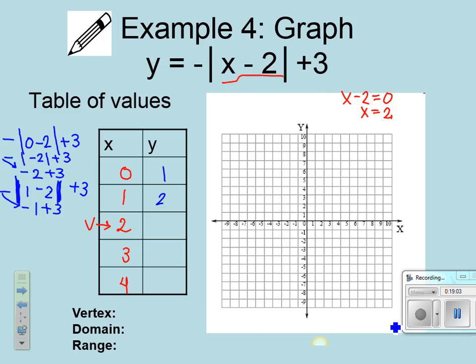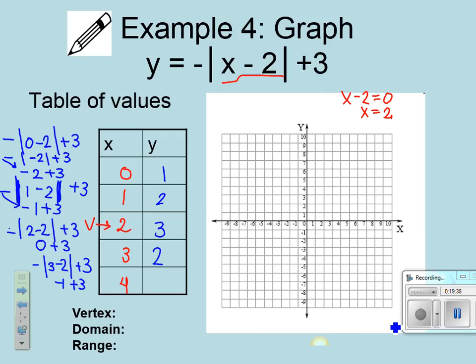Okay, let's do this again. Negative absolute value of 2 minus 2 plus 3. 2 minus 2 is 0. Absolute value of 0 is 0. 0 times any number is 0. So 0 plus 3 is 3. Now let's plug in 3. Negative absolute value, 3 minus 2, absolute value plus 3. 3 minus 2 is 1. Absolute value of 1 is 1. Bring down the negative. -1 plus 3 is 2.